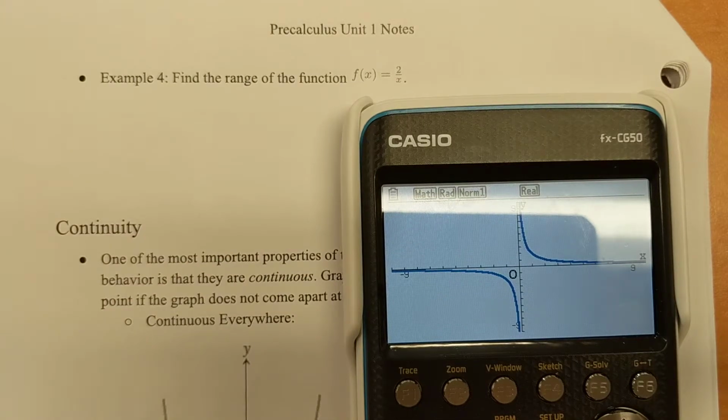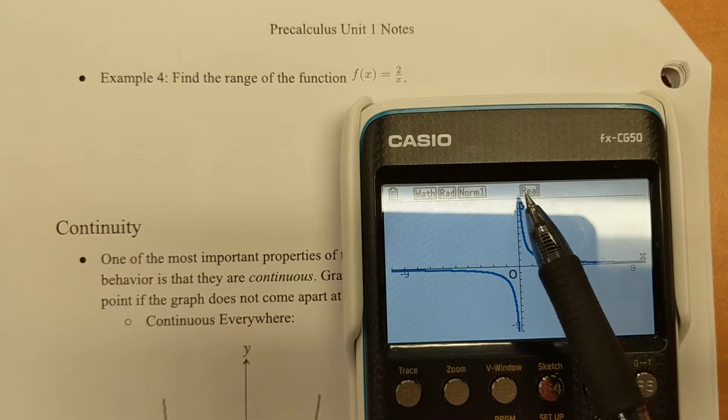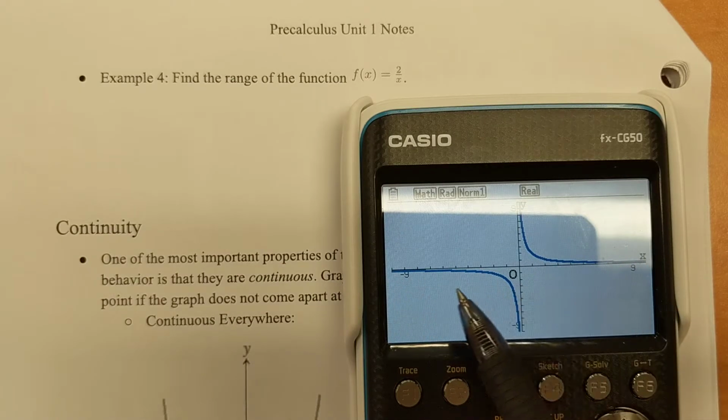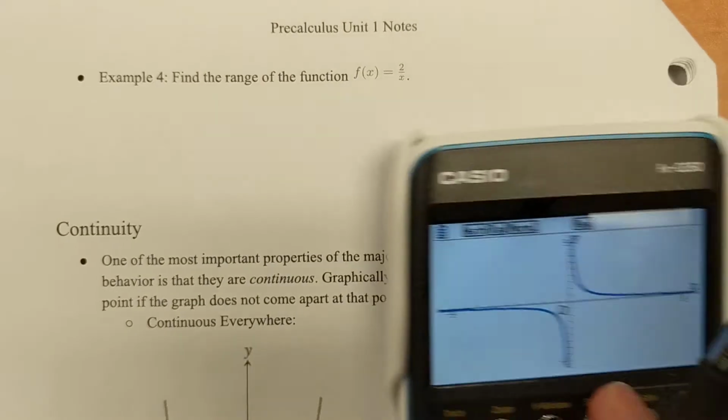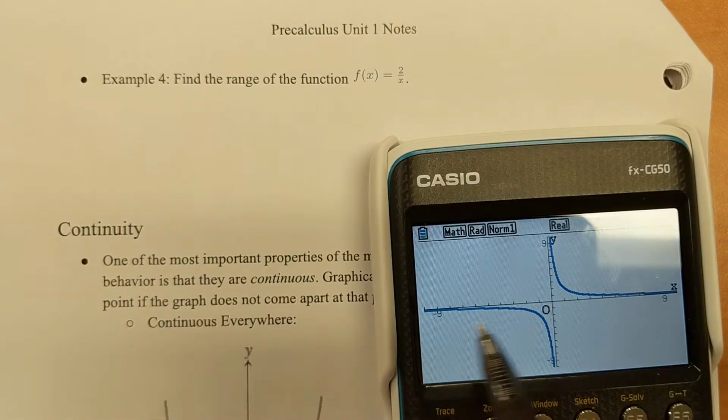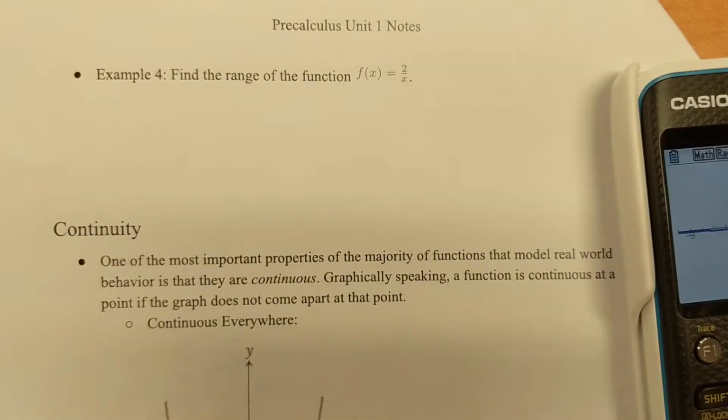Range is the y values. If you look at my graph, it starts real low here, then drops off the bottom, and then starts back up here, and goes like that. So there's actually one y value that never gets used in this equation, and that is 0. Because the graph has that break, there's a horizontal break on the graph at y equals 0.